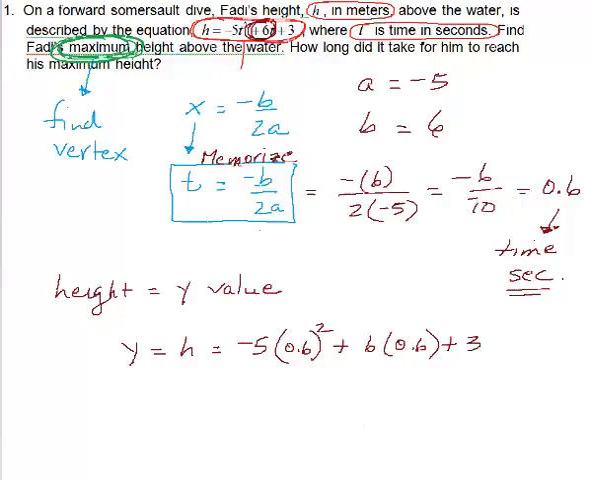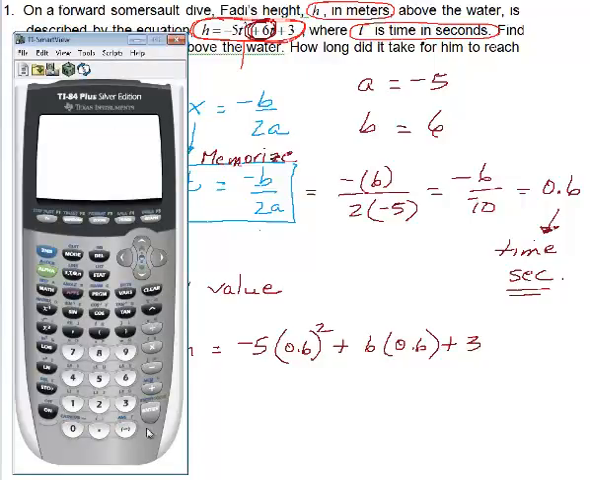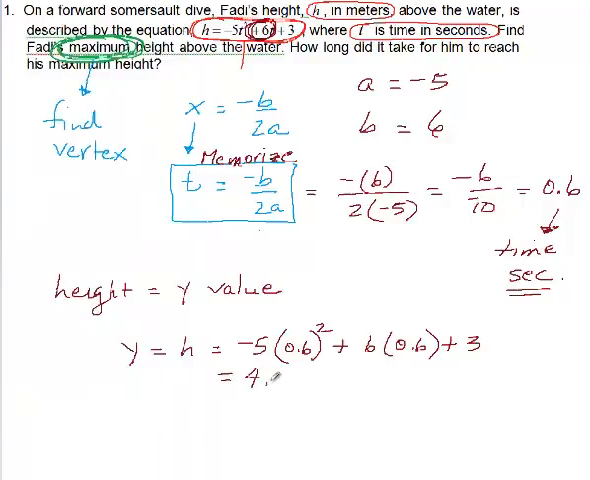Now let's bring up our graphing calculator and do that on the calculator. Let me clear that. I'll type it out for you. Minus 5, open bracket, 0.6, close bracket, squared, my square button, plus 6, open bracket, 0.6, close bracket, plus 3. Enter. And it's 4.8. So this comes out to be 4.8. Now what's that? That's meters. Remember, that's h, which is meters. So our vertex is 0.6 for x and 4.8 for y.